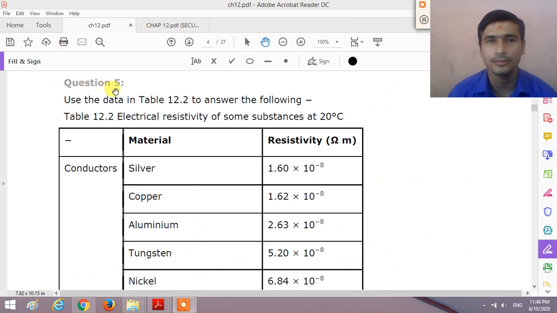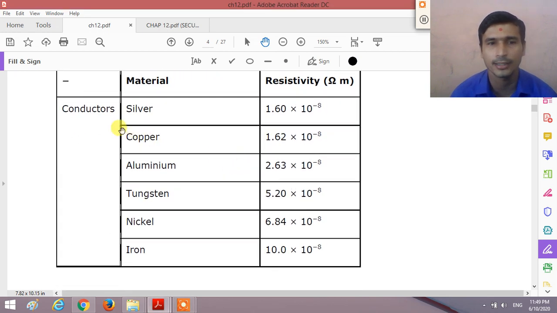Question number 5. Use the data in Table 12.2 in the textbook. Table 12.2 gives the electric resistivity of some substances at 20 degrees Celsius. In the table, the electric resistivity of the conductors silver, copper, aluminum, tungsten, nickel and iron is given to you. You may not remember the values of this resistivity.